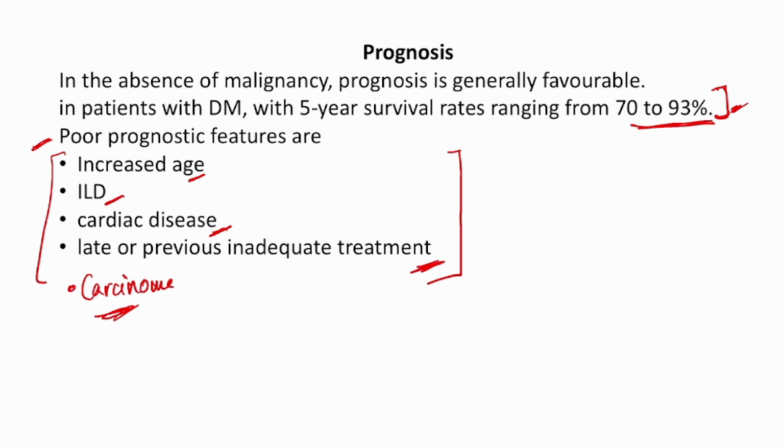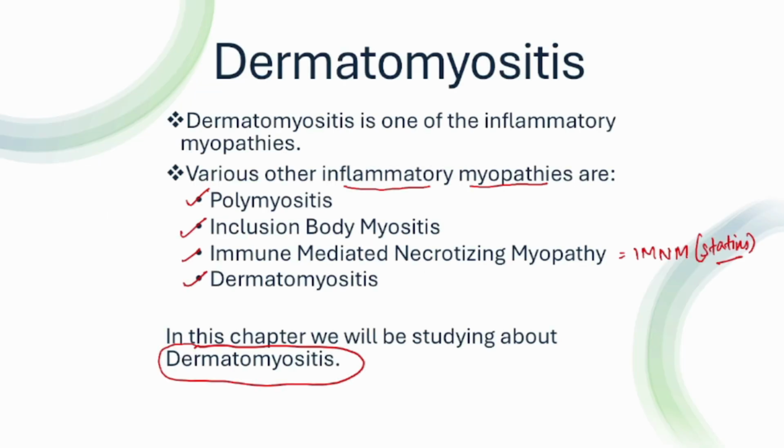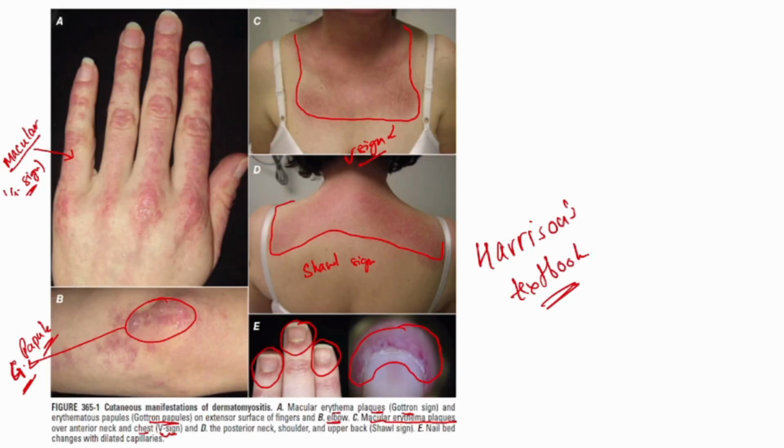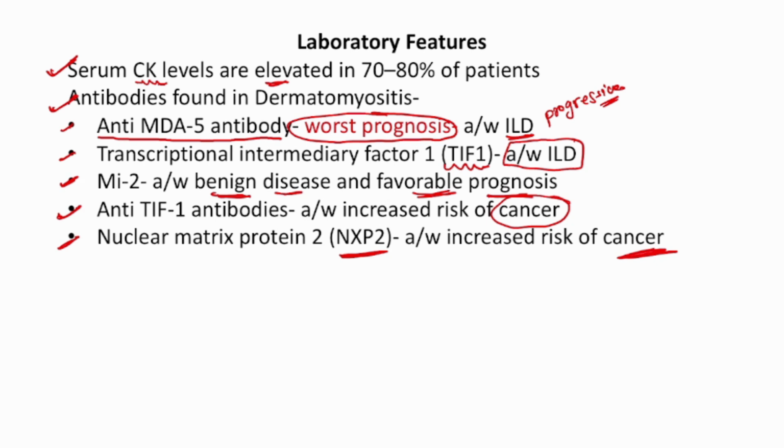Let us see once again. Among others, this is one of the inflammatory myositis. Clinical features: heliotrope rash, Gottron sign, Gottron papule, V sign, shawl sign, nail bed telangiectasia, and subcutaneous calcium deposits. These are the signs which are given in Harrison's. You can see them or you can take a screenshot of this, right? Lab features: we have to know key CK levels are elevated and certain antibodies are associated with certain other manifestations. We need to mark them up because they are repeatedly asked in the exams.